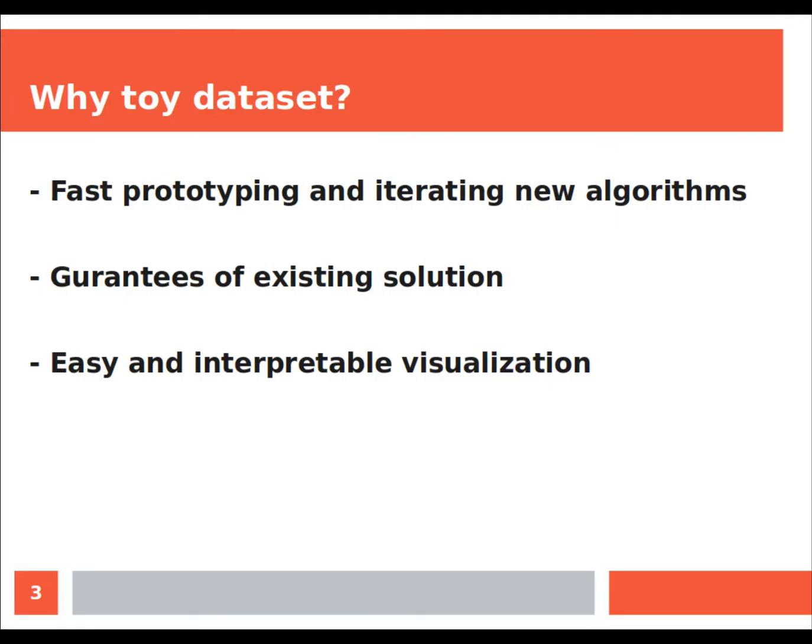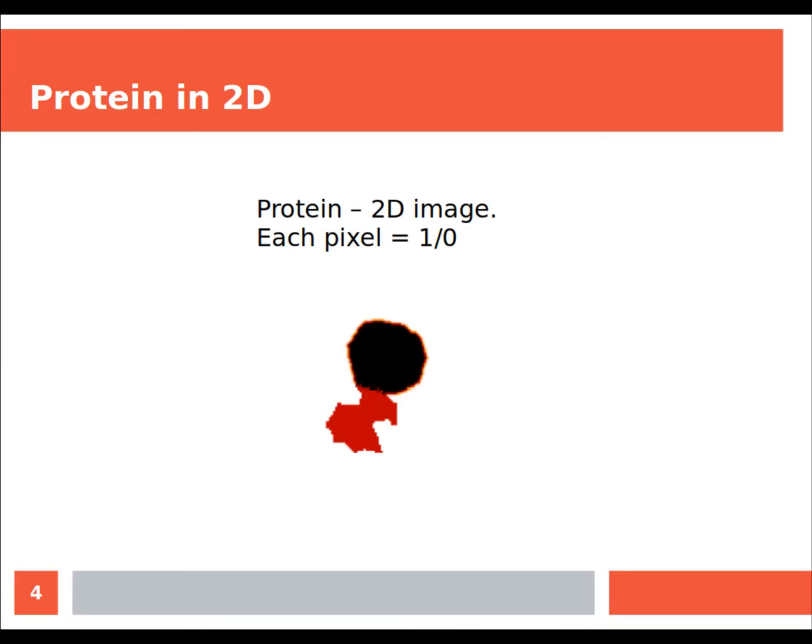To make the process of testing new ideas fast and convenient, we cast the protein-protein interaction problem in 2 dimensions. This makes training fast and allows interpretable visualization of learned features. So, what is a 2D protein? It's an image of a shape.